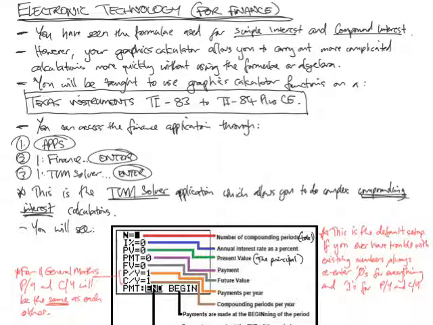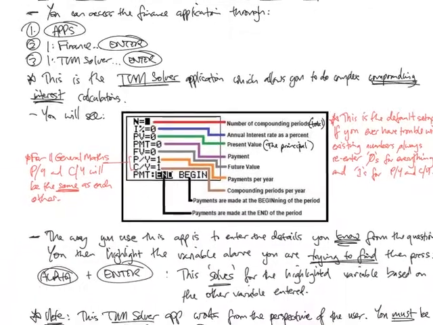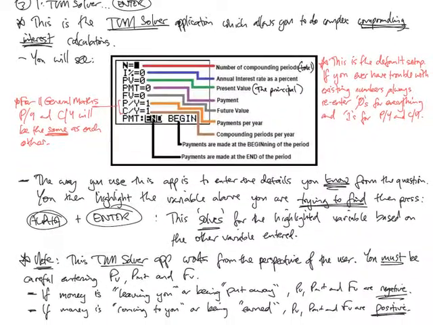When you've opened the apps button, a little menu comes up. Select Finance and hit enter. And once you've done that, another menu comes up, and select TVM Solver and hit enter. So once you've done that, you've entered the TVM Solver application, and that allows you to do complex compounding interest calculations. So what you're going to see in this application is this setup here. So you're going to get quite familiar with this.